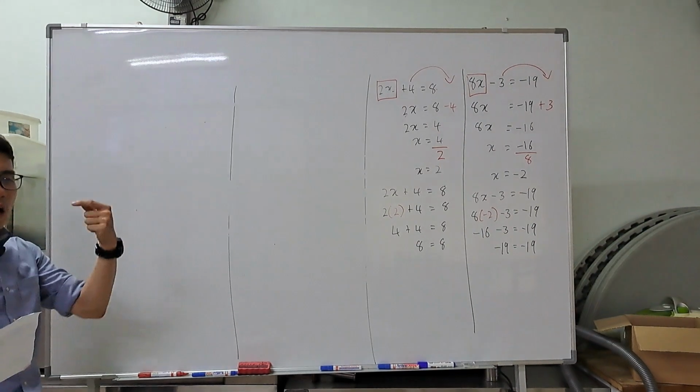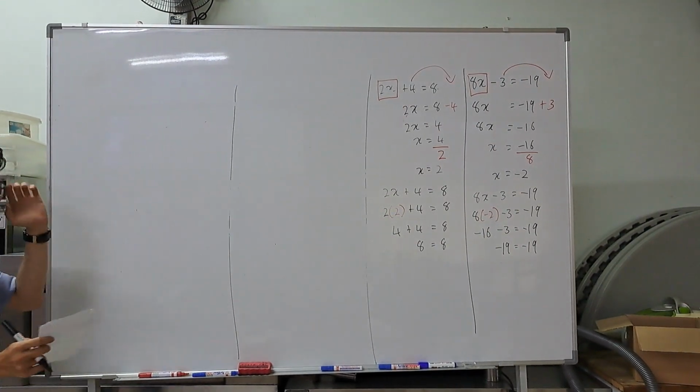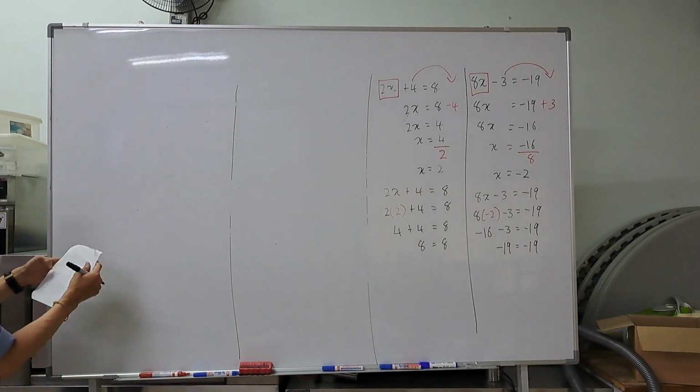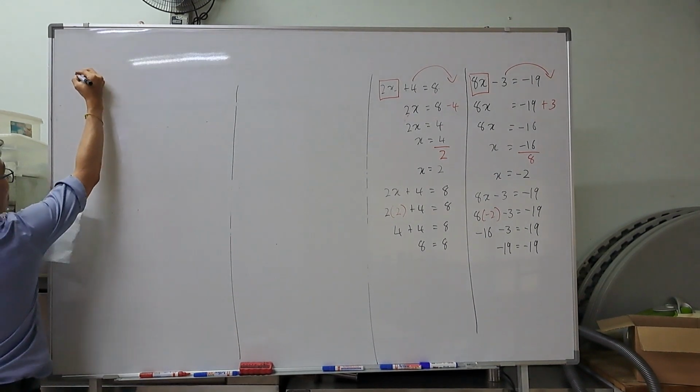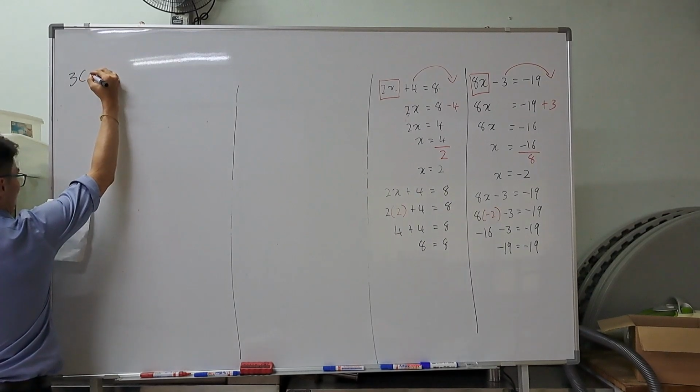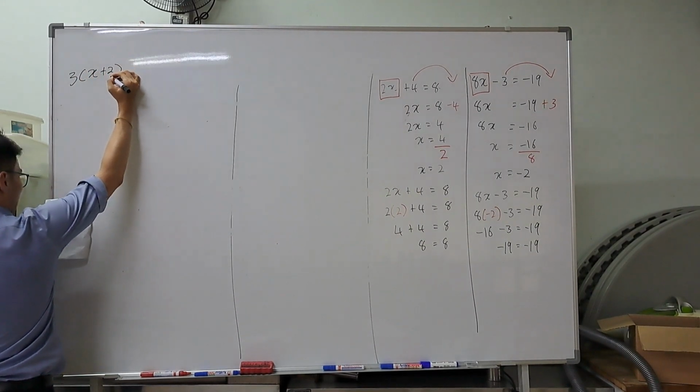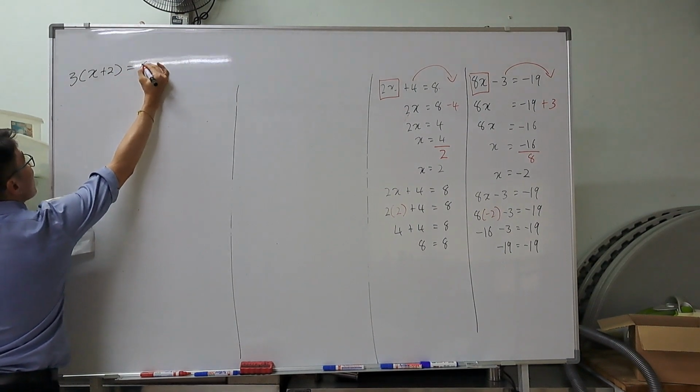Now, let's take things up a notch a little bit. Might be slightly difficult, but it's within your learning skills in mathematics, okay? So let's take a look over here. 3(x + 2) is 6, okay?